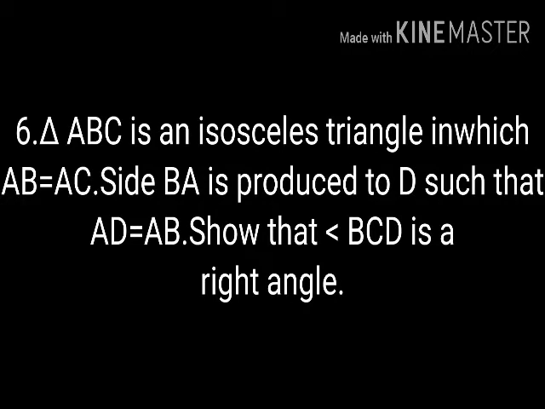Question number 6. Triangle ABC is an isosceles triangle in which AB equal to AC. Side BA is produced to D such that AD equal to AB. Show that angle BCD is a right angle.